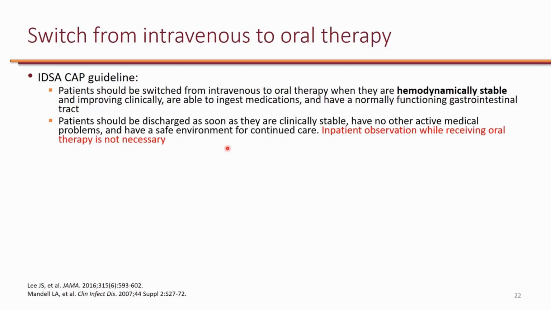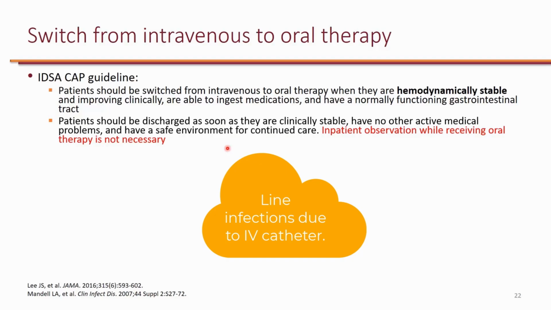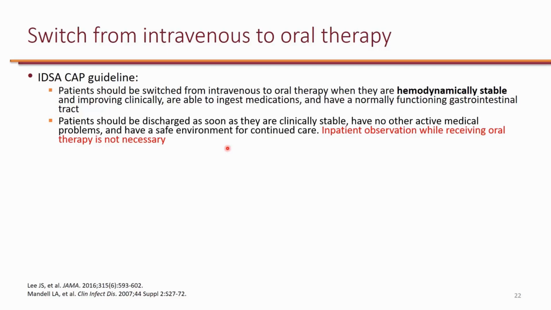Now, the reason we want to switch patients from IV to PO as soon as possible, when they can tolerate it, is, first of all, to make sure that we don't introduce any line infections, as well as getting patients ready to be discharged. However, keep in mind that the guidelines do say that inpatient observation while receiving oral therapy is not necessary. So if the patient is ready to be discharged from the hospital and they're on IV antibiotics, it's okay to discharge them and send them home with oral antibiotics. It's not necessary to keep them one extra day to make sure that they tolerate the oral antibiotics.